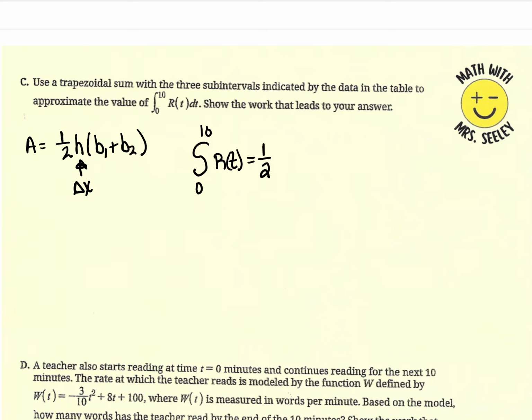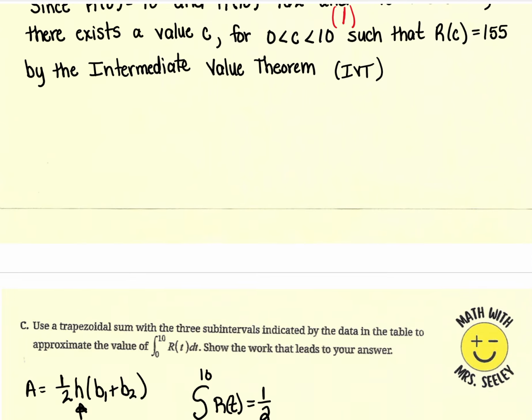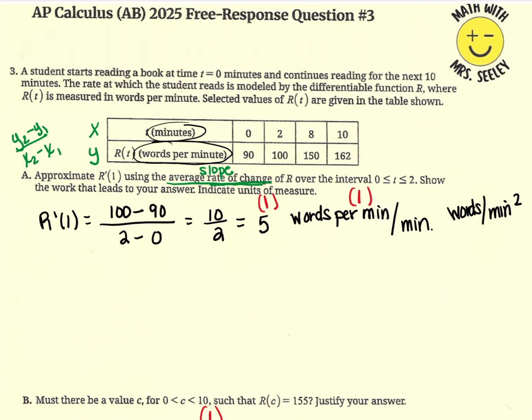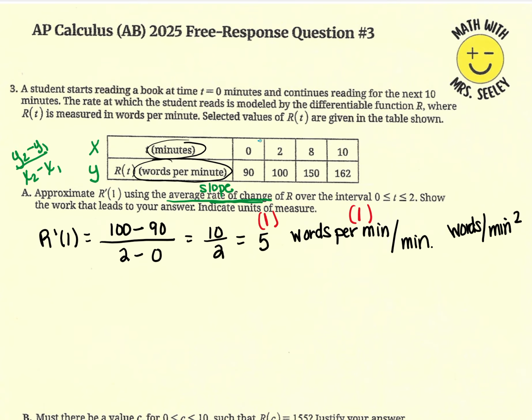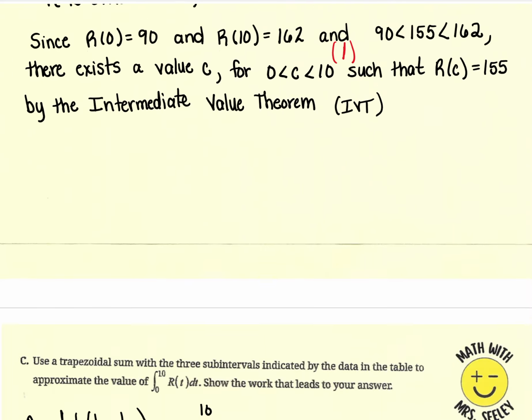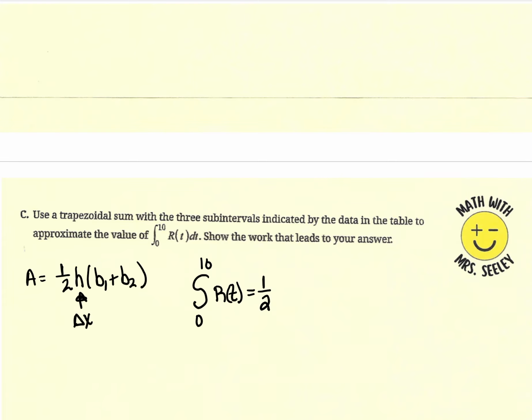Now let's go find that delta x and those bases. So I'm going to come up here. In this very first interval right here, my delta x, or the space between that, is 2. And this is base 1, and this is base 2. So we're going to come back down here. Let's write that out. So 1/2, we said the first delta x is 2. The first base was 90, plus the second base was 100.